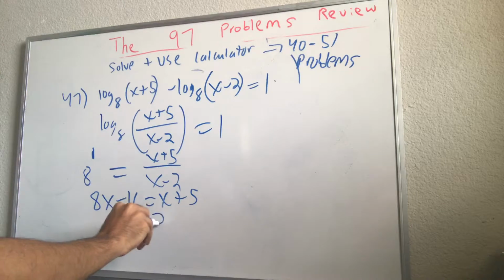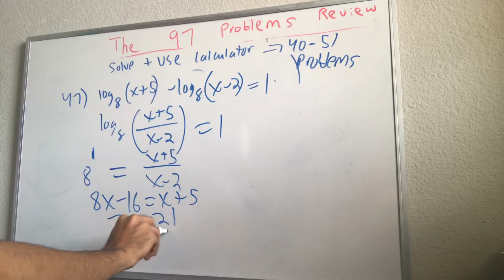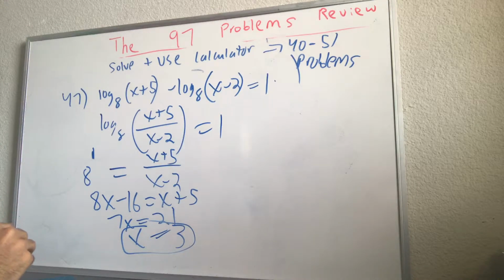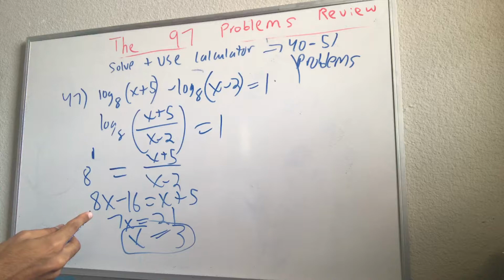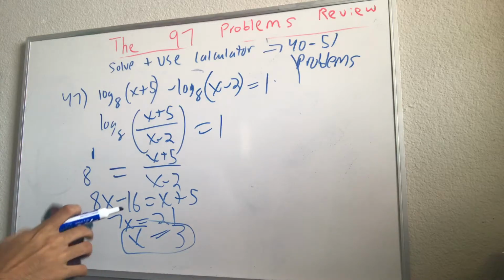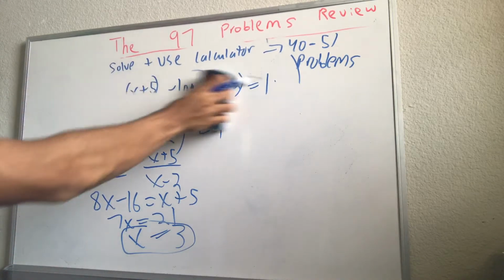7x is equal to 21. x is equal to positive 3. And so this is a relatively easy problem, right? But just using those rules and using algebra, we have derived that x must equal positive 3, right? So that's question number 47. And now comes question number 48.